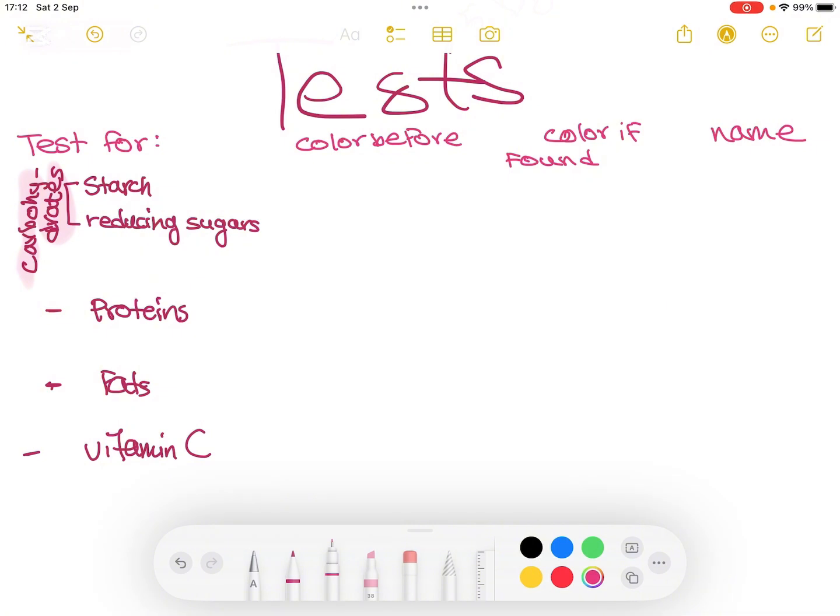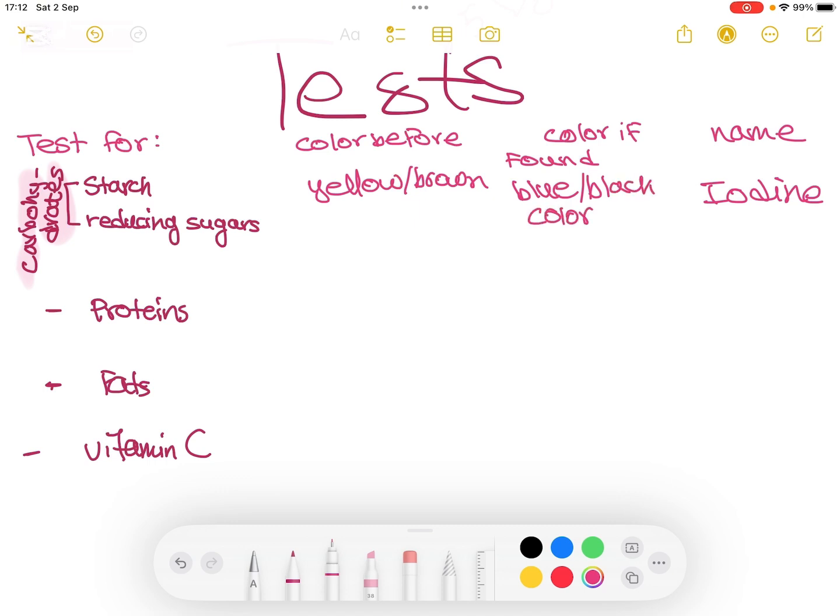So for example, for starch, the name of the test is called iodine, and the color before is yellowish brown. And if there is starch present, when you put droplets of iodine on, for example, a potato which is full of starch, then the iodine color will change into a blue-black color.